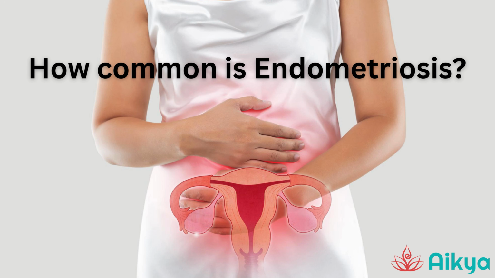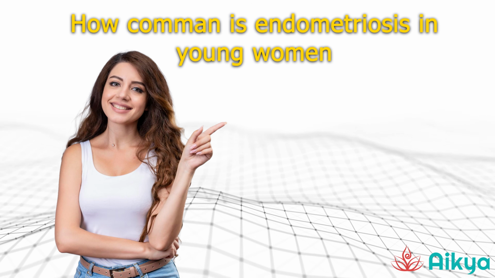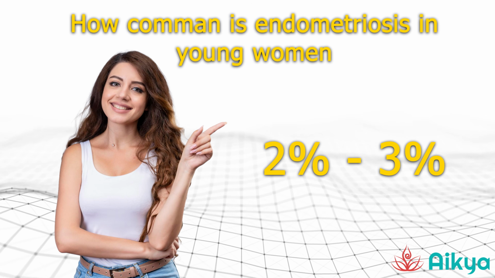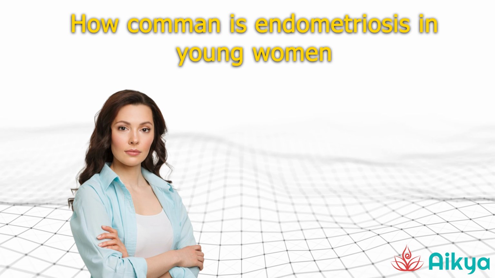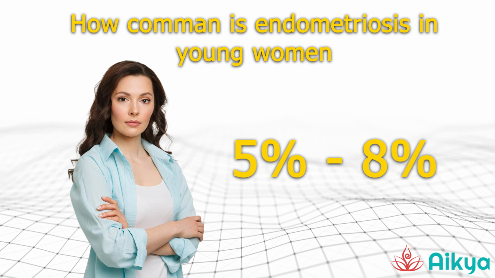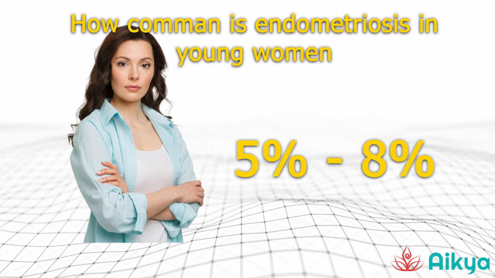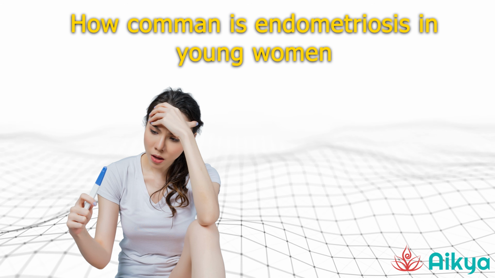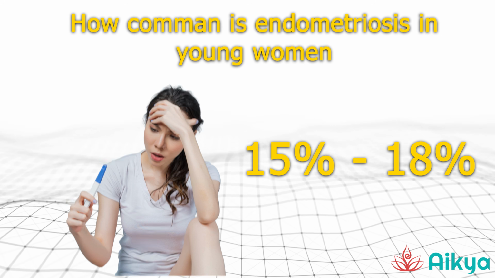So, how common is endometriosis? Nowadays, we are seeing it very commonly because we are able to diagnose this condition very early. I would say in a young adult or a young woman, it is as common as 2 to 3%, but in the reproductive age, we see it as common as 5 to 8%. But when we talk about fertility, when the patient is coming for treatment for infertility, we have seen it as common as 15 to 18%.